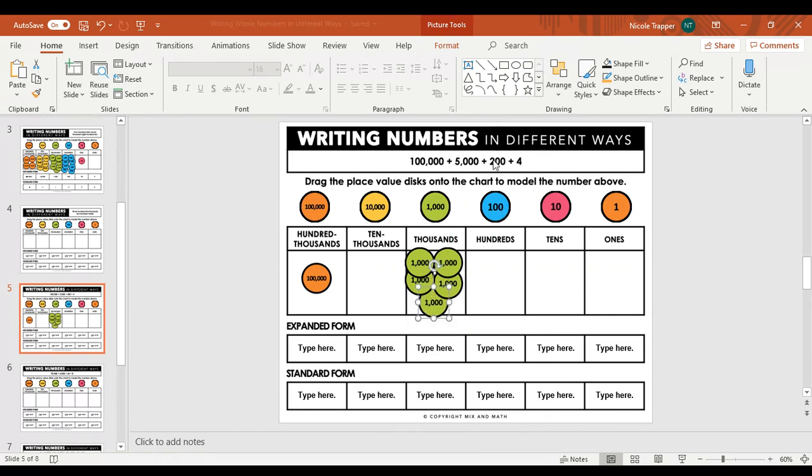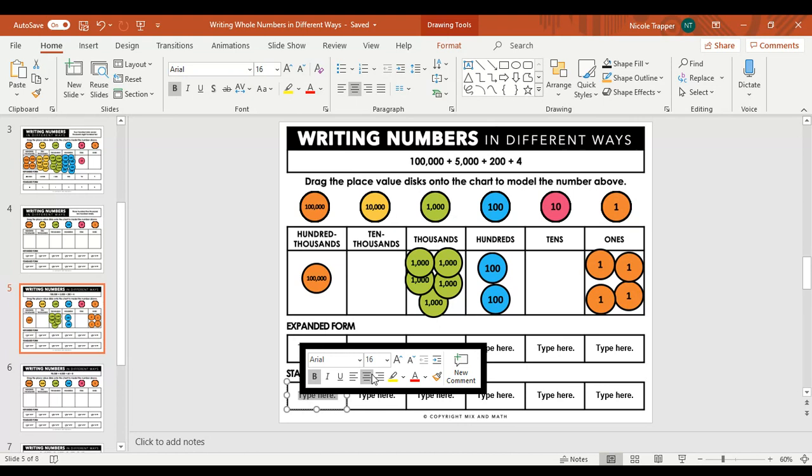Next, I'm going to look for hundreds. I see 200, so that is a total of 2 100s. Next, I'm going to look to see if there's any tens. There is not, so I will not put any in that place. Lastly, I see the 4, which would give me 4 times 1, so I should put 4 1 discs in the ones. Down here it says expanded form, but it's already typed up here for you in expanded form, so you do not have to do this part.